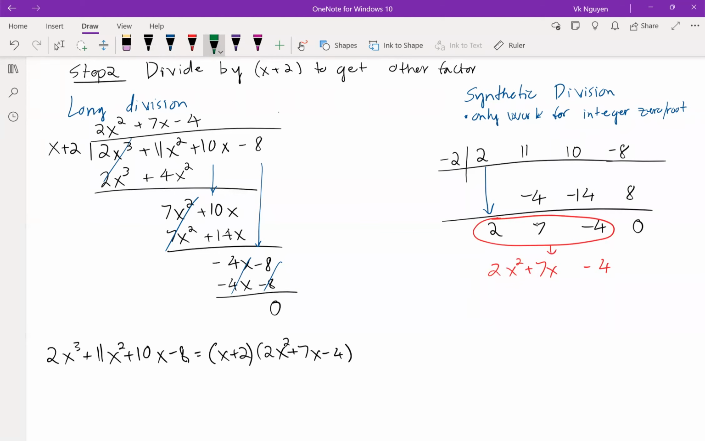This is a quadratic, so we can use the AC method here. AC is 2 times negative 4, which is negative 8. And the two factors of negative 8 that add to 7 are 8 and negative 1.